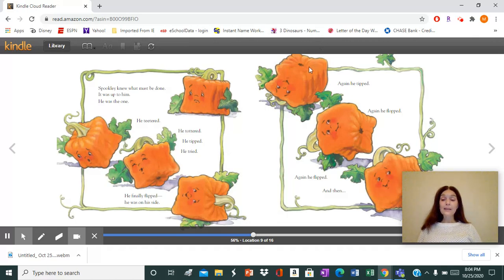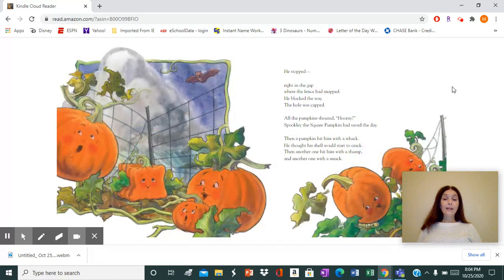Again he tipped, again he flopped, again he flipped, and then he stopped right in the gap where the fence had snapped. He blocked the way. The hole was capped.